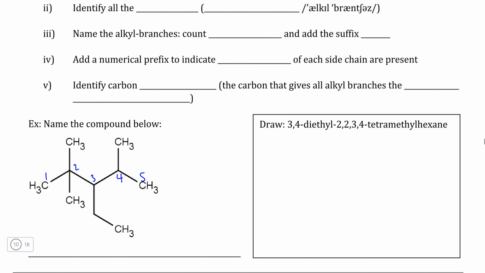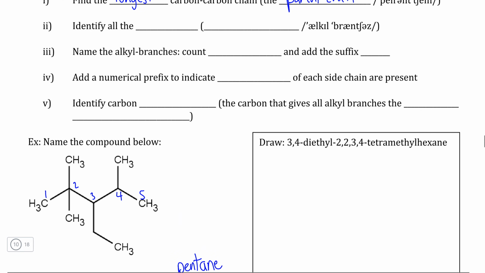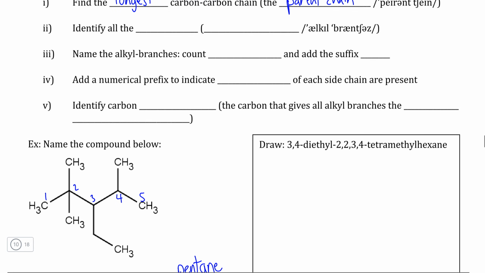So one way or another, the parent chain of this molecule contains 5 carbons, which we can represent with the prefix pent. Since there are only single carbon-to-carbon bonds within this molecule here, we can identify that the parent chain is indeed pentane. Now the question is, well, what do we do with the rest of the molecule?